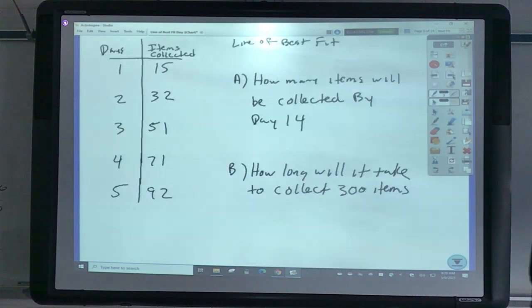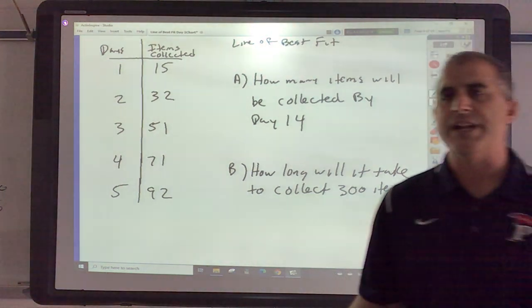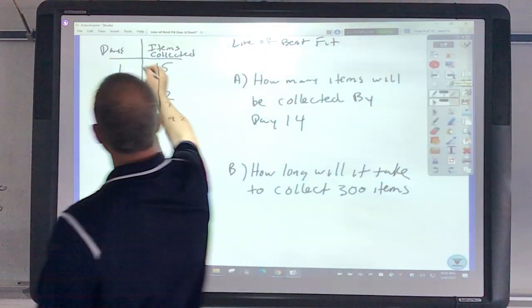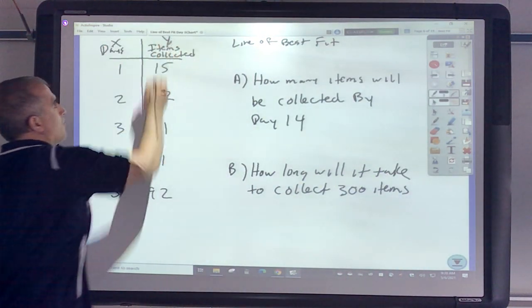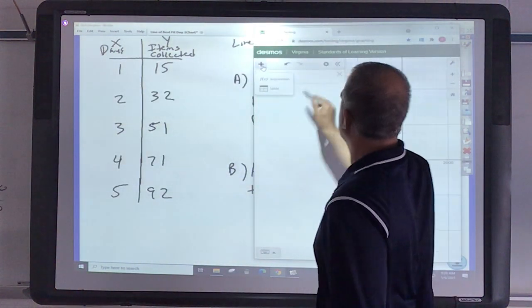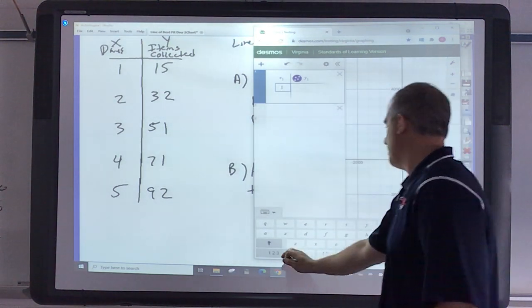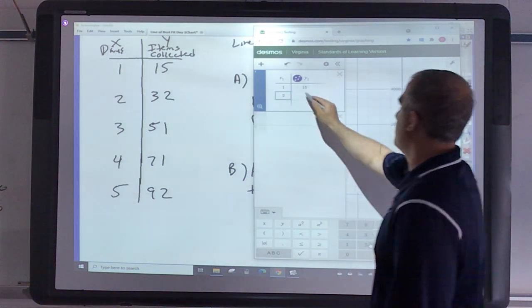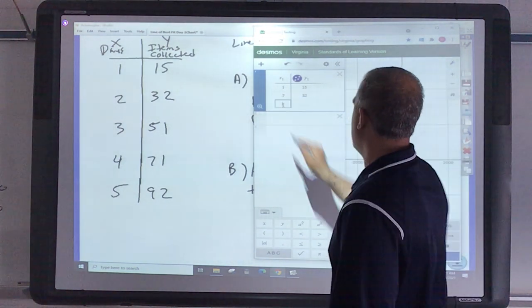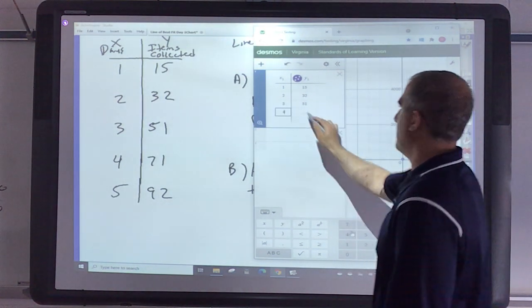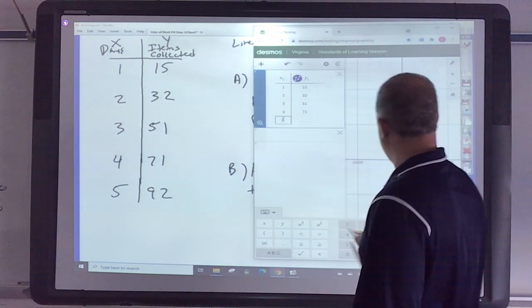Let's do another one together. This one says line of best fit. Let's say you're collecting items for a charity drive or something of that nature. And it gives you days and items collected. So this would be your x, this would be your y. Once again, I make a table. 1 and 15, 2 and 32, 3 and 51, 4 and 71, 5 and 92.